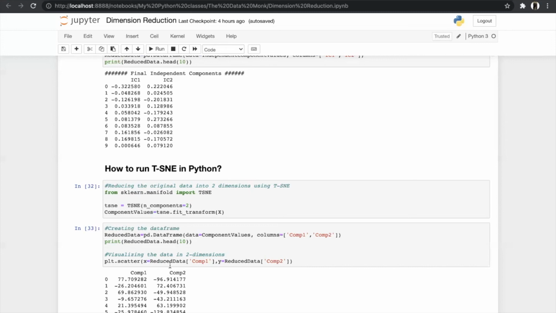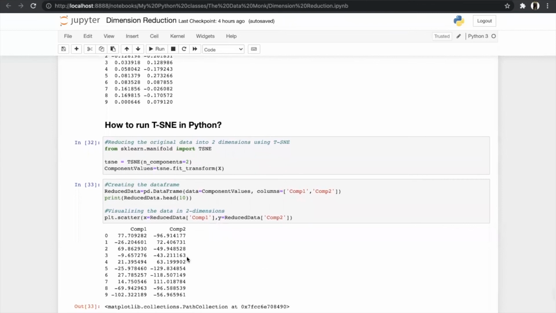Then after assigning the value to the hyperparameter, we will fit our data X into our component value. After fitting the data, our model has been created. So we will directly create the data frame for our component values. You can see we are creating our data frame: pd.DataFrame, our data is the component values, and columns are comp1 and comp2 as our n_components equals 2. Then we have printed the head of our data. So this is the head of our data.